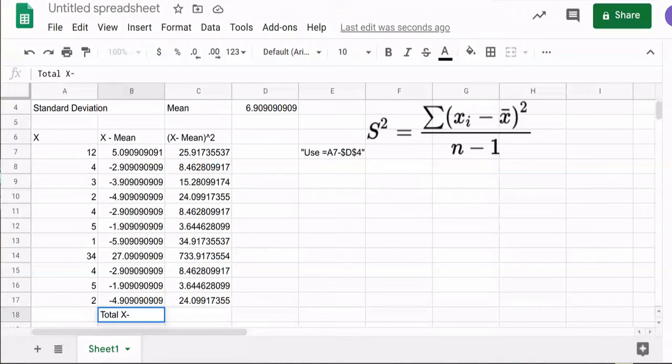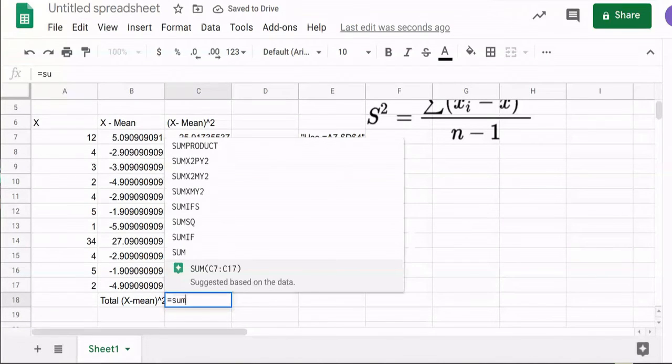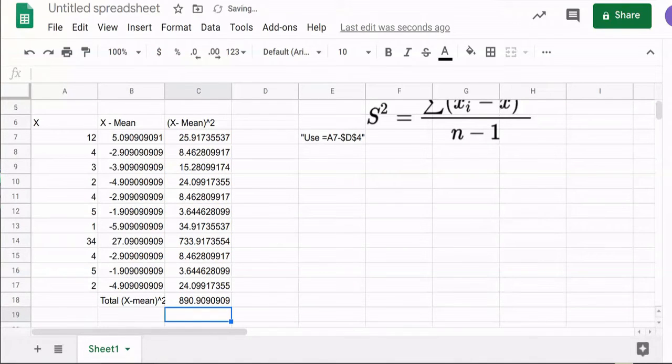Total x minus mean, total x minus mean squared is literally going to be just this. All this stuff here, select, hit enter. So now you have 890.09. So here is the variance.